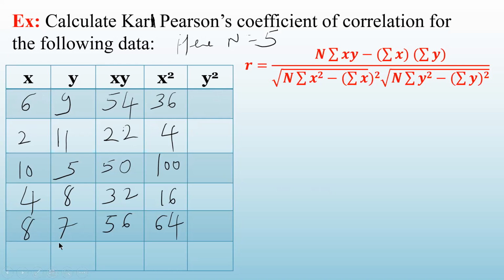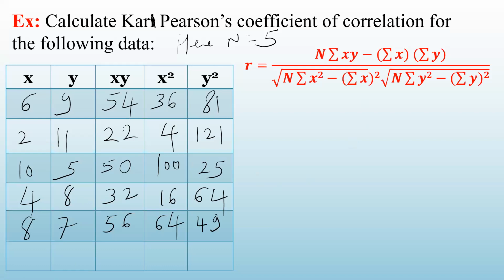Now y square. These are the values of y. I want y square. So the first value is 9. 9 square, that is 9 into 9, that is 81. 11 square, it is 121. 5 square, that is 25. 8 square, that is 64. 7 square, that is 49. So you can complete all the columns. Now what you want is the summation of all the columns.